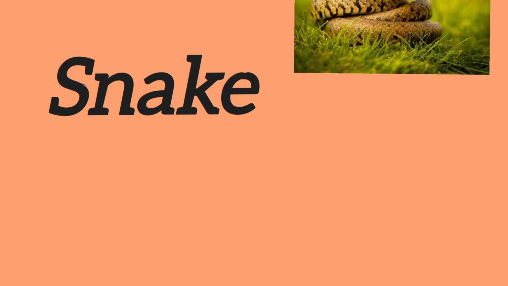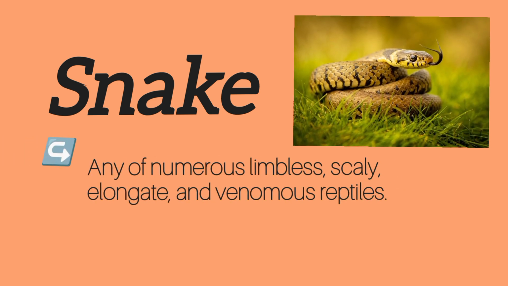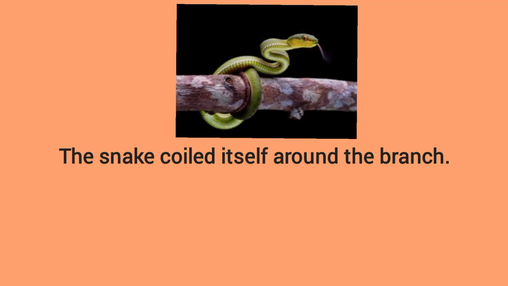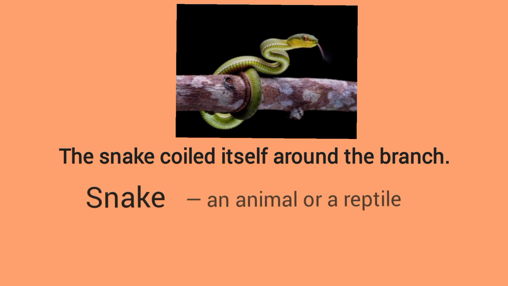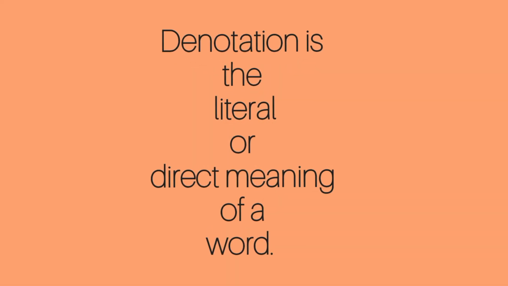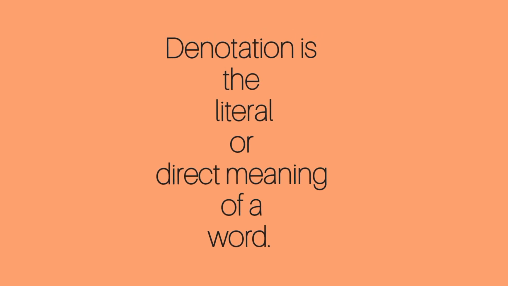Let's have an example. The word snake. Its dictionary definition, or it denotes, any of numerous limbless, scaly, elongate, and sometimes venomous reptiles. Let's use it in a sentence. The snake coiled itself around the branch. As you can see, the word snake in this sentence refers to an animal or a reptile. Again, denotation is the literal or direct meaning of a word that you can find in the dictionary.